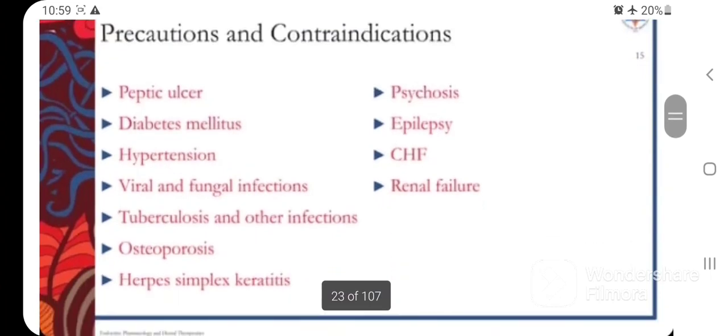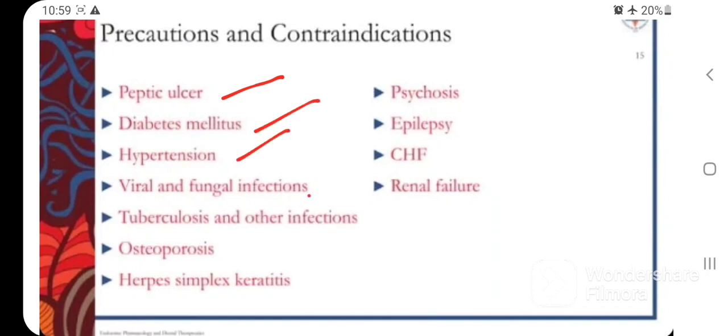Precautions and contraindications. Peptic ulcer patients, we cannot give. If they have diabetes mellitus, we cannot give. Hypertension, no. Then viral and fungal infection we cannot give this. For some fungal infections you can give, but severe fungal infection you cannot give, so it is contraindicated. Tuberculosis, then osteoporosis, herpes simplex keratitis, you cannot give. Then psychosis, epilepsy, CHF, renal failure. These are all the contraindications.